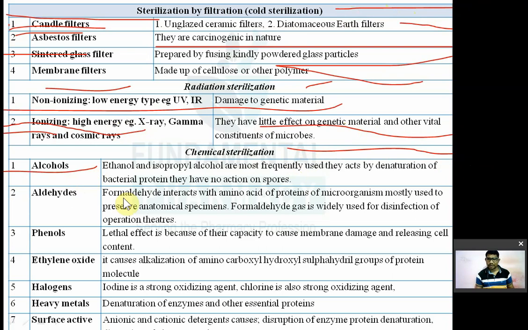They act by denaturation of bacterial protein, but they will not kill the bacterial spore. Alcohol होता है, they will destroy the vegetative form of bacteria by denaturation of bacterial protein, but they will not affect the bacterial spore. Next one is the aldehydes. aldehydes का mechanism देखो, उसमें maximum formaldehyde use करते हैं. Formaldehyde interacts with the amino acids of the protein of microorganisms and is mostly used as a preservative. It is mostly used to preserve the anatomical specimens.